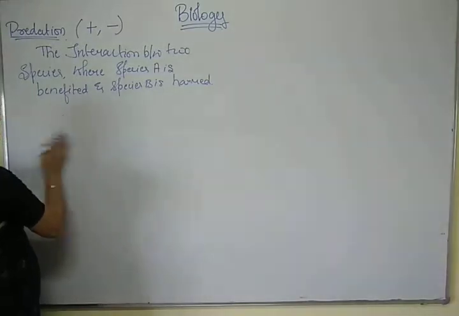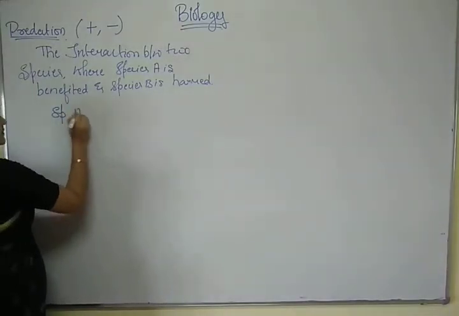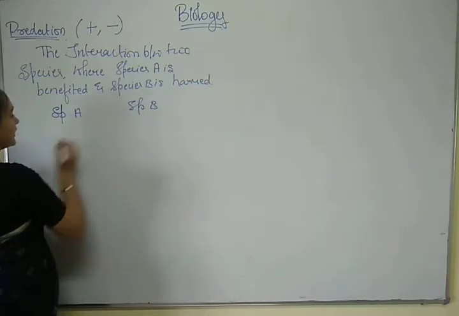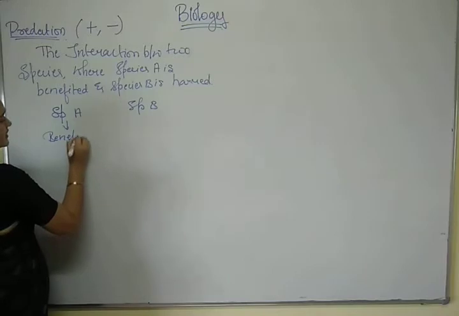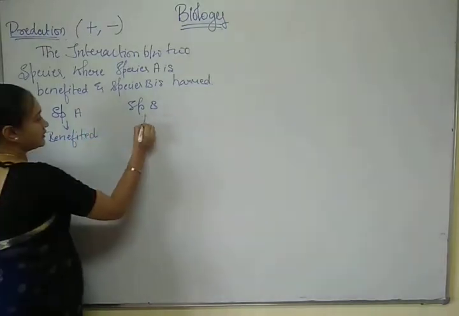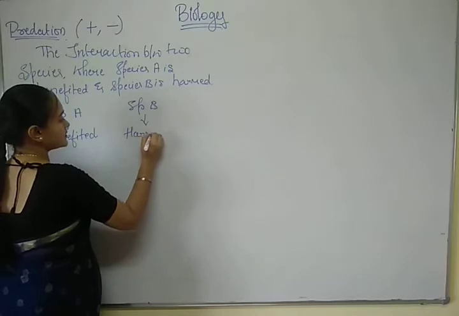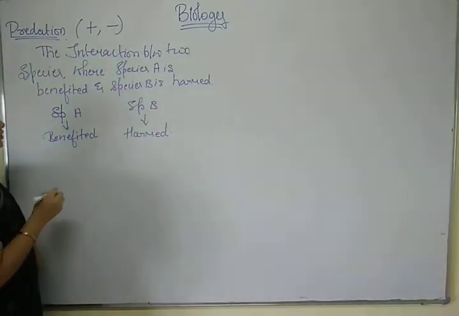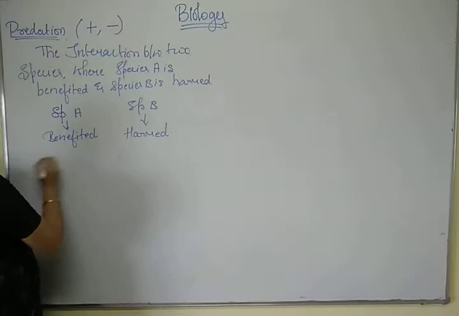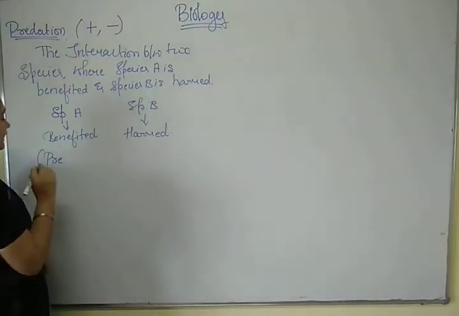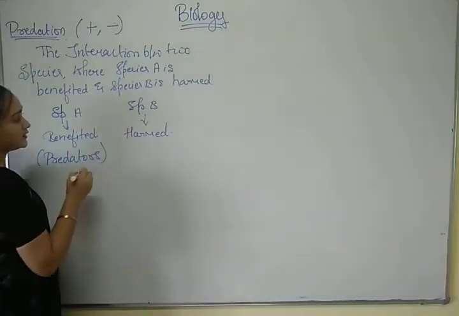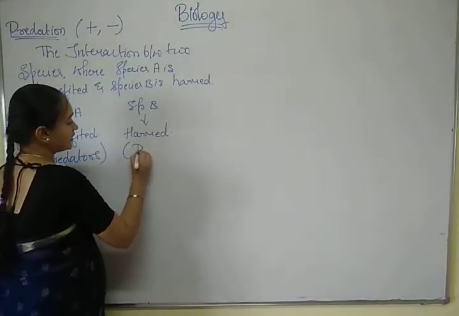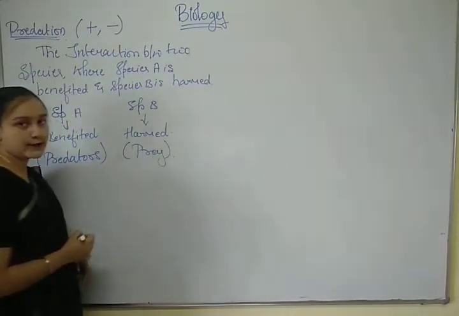So here we have species A and species B. Species A gets benefited and species B, let's think, is harmed. The one which is getting benefited, this particular organism, is called the predator, and the one which is being harmed or killed is called the prey.